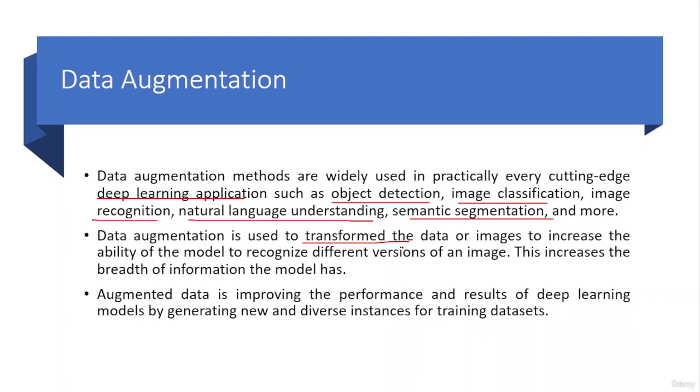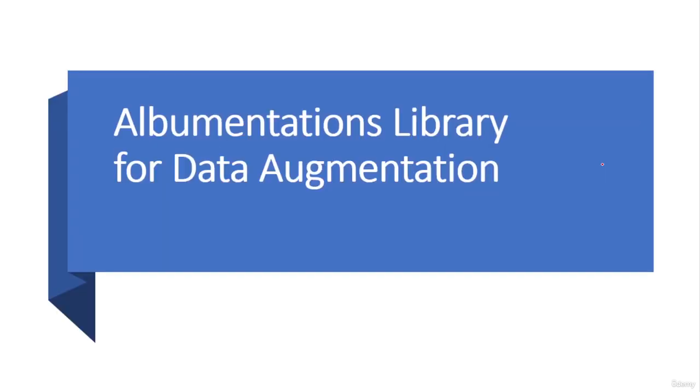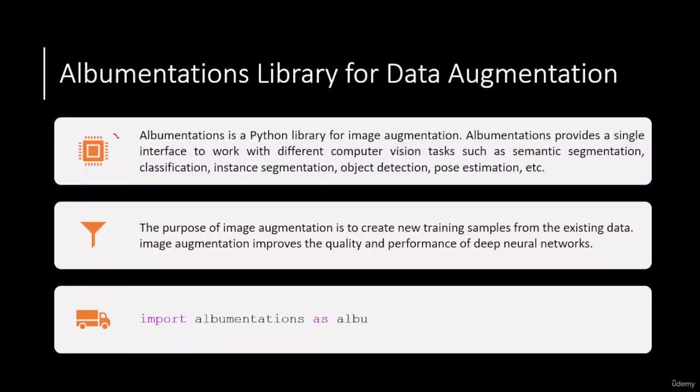Augmented data improves the performance and the results of deep learning models by generating new and diverse instances for the training dataset. So for data transformation and data augmentation, you will be using the Albumentations library in Python. Albumentations is a Python library for image augmentation. Albumentations provides a single interface to work with different computer vision tasks such as semantic segmentation, classification, instance segmentation, object detection, and pose estimation, etc.